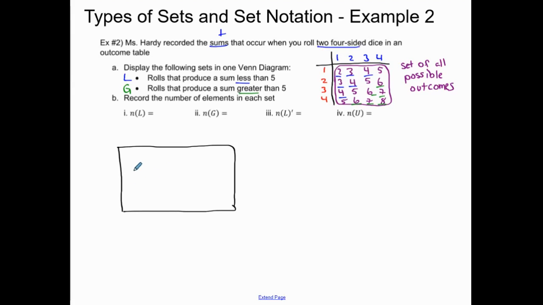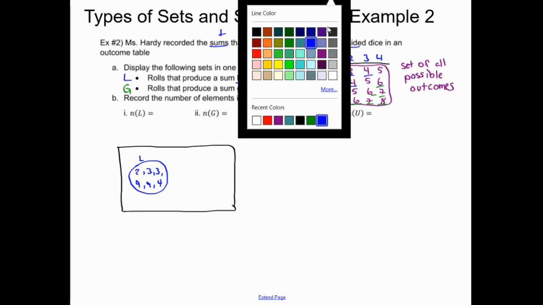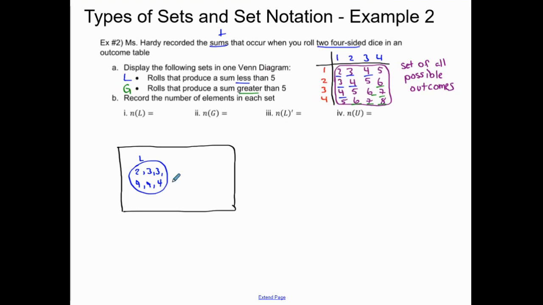So the sums that are less than 5 would be over here. These are our less than ones. And those outcomes were 2, I had 2 3s and 3 4s. And our sums that are greater than 5, so these are my sums that are greater, these 3 6s, those outcomes where I got those 3 6s, those 2 7s, and the 8.